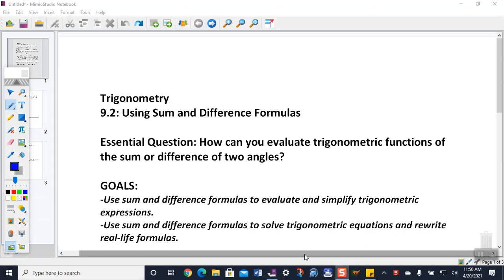So kids, we're going to start working on this new idea today, known as using sum and difference formulas. There's going to be a bunch that we look at in a little bit, but what we're trying to ask ourselves is this: how can you evaluate trigonometric functions of the sum or difference of two angles? And when we talk about two angles, we're talking about the two angles that are going to be used from your unit circle. I'll show you what's going on here in a bit.